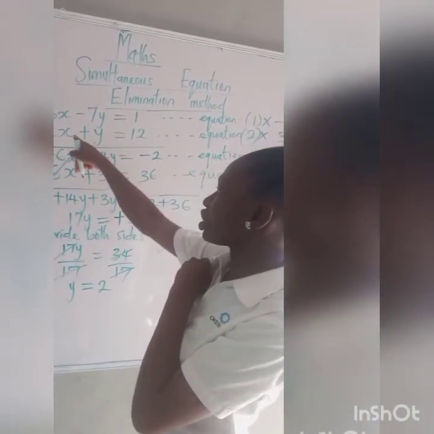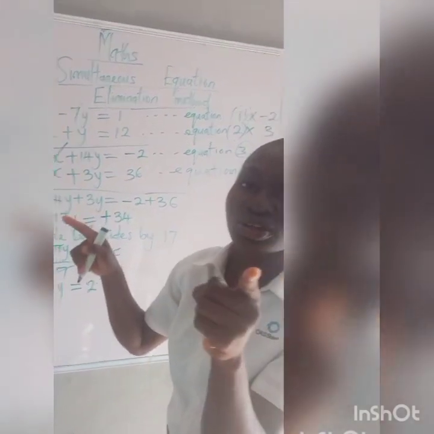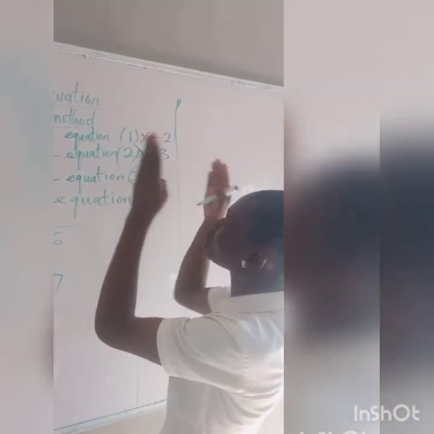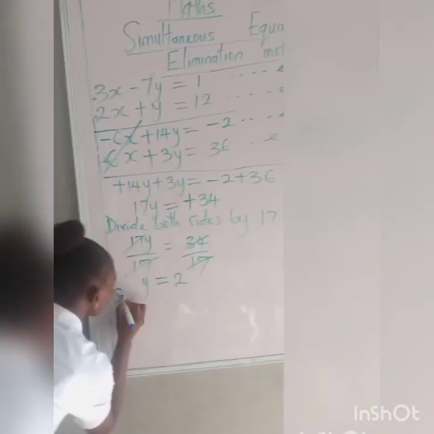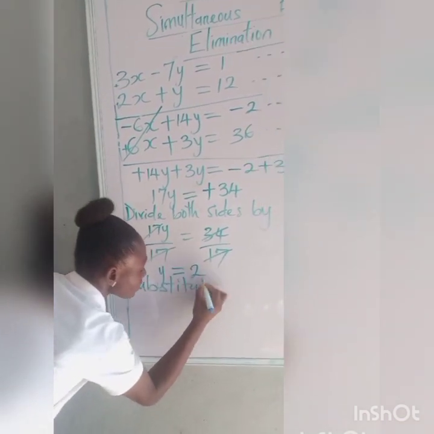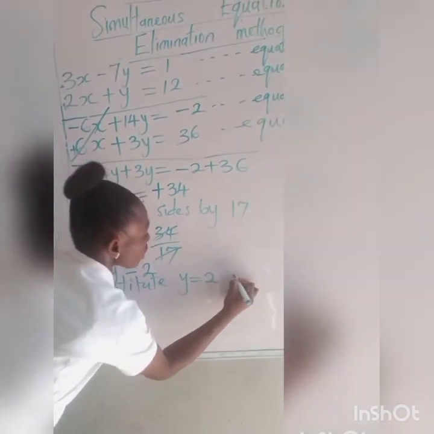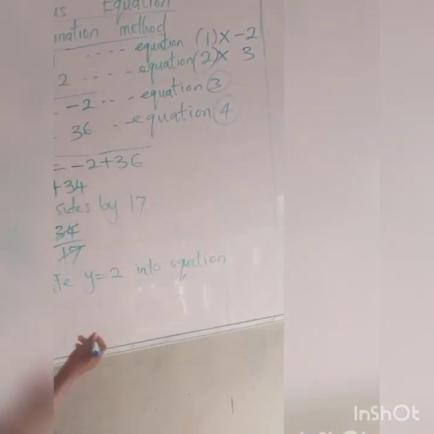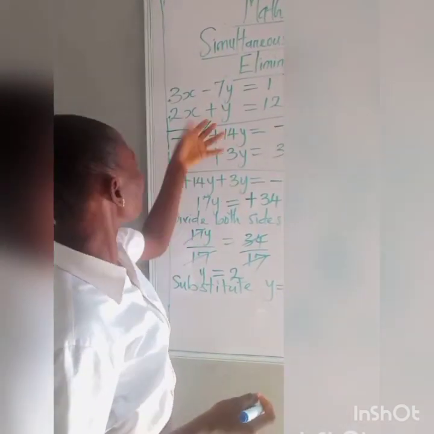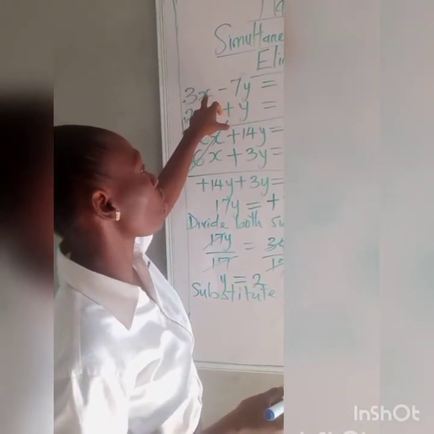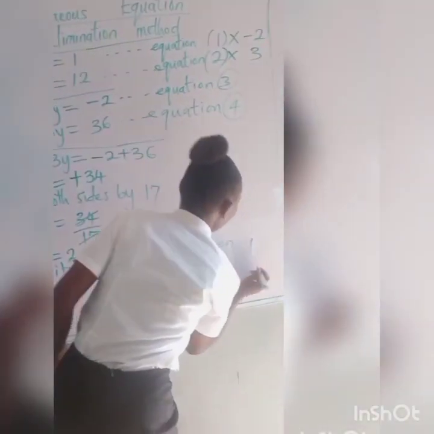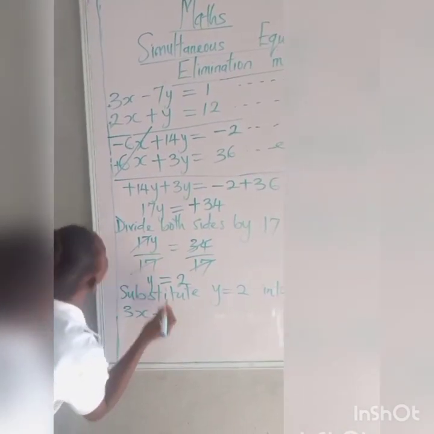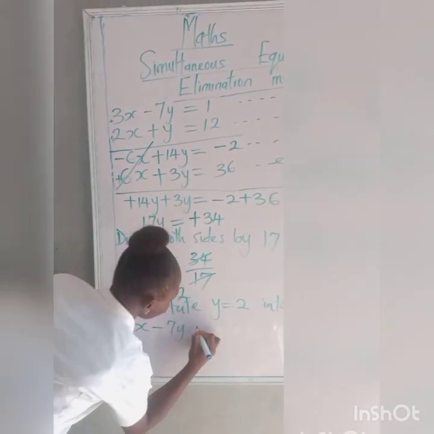Having gotten y, we must get x. In order to get x, this is what to say. It says substitute y equals to 2 into, now pick any equation you want here. So I will say substitute in order to get x, substitute y equals to 2 into equation. Now, I always advise students to pick the simplest equation of all the equations here. Which one will be easier for us? Probably equation 1. Now, what do we have in equation 1? We write it out. We have 3x minus 7y equals 1.